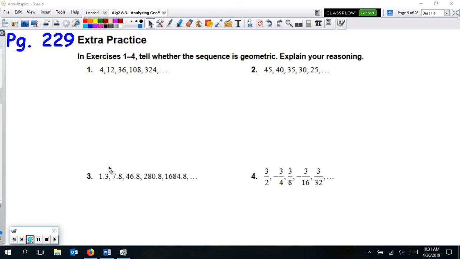Okay, so in the extra practice on page 229, 1 through 4, just tell whether the sequence is geometric, and explain your reasoning. So we're looking at these sequences just to see, is this a geometric sequence? Remember, we can identify it if we're multiplying by the same number every time. So what would we multiply 4 by to get 12? Well, that would be 3. Are we going to do the same thing to get 36? 12 times 3 is 36, yes. 36 times 3, yes. And so you can see, yes, this is a geometric sequence. We're multiplying by 3 every time.